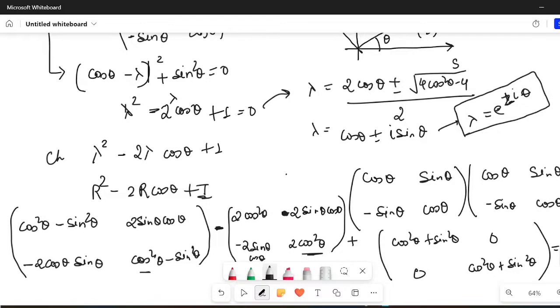Is that clear? So I have verified your Cayley-Hamilton theorem, although I have not derived it, because I'm not giving you the proof of the Cayley-Hamilton theorem. I have somehow made you understand this theorem through two examples. One example is your rotation matrix, and one other example I took. I hope you're getting it. Please let me know in the comment section if you're getting it or not.